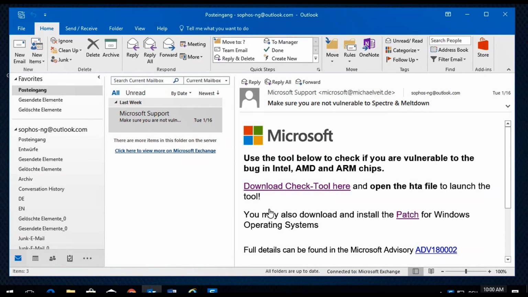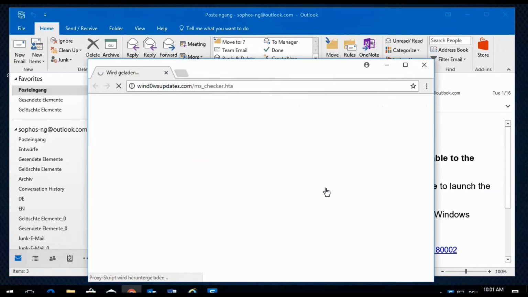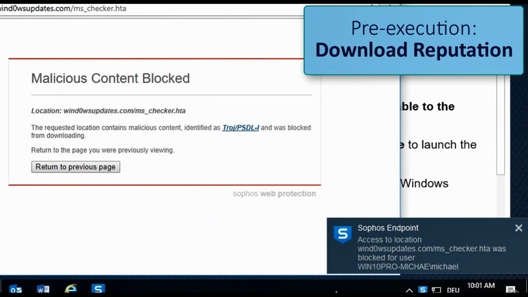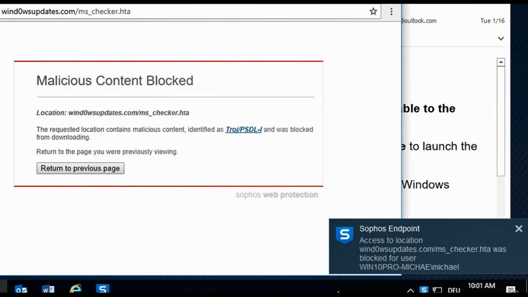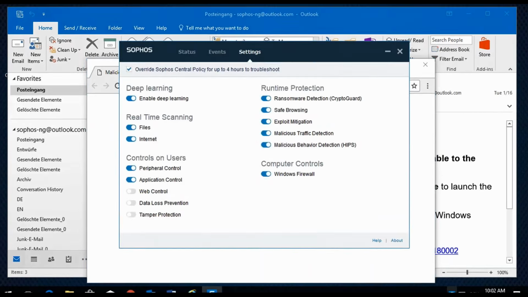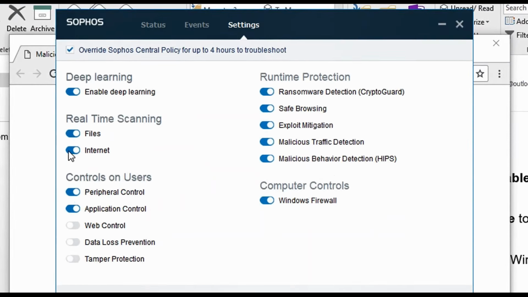So let's switch back to the email, and now we won't go after the executable. Now we want to go after the HTA application. So I'm downloading this checker tool, for example. And now, while I'm downloading it, download reputation kicks in and tells me, okay, listen, this stuff that you are downloading is suspicious because we don't know this file. It's completely new. We have never seen it before. So really, do we want to keep it? Yes or no? Basically, we are blocking it in this case because it's malicious.